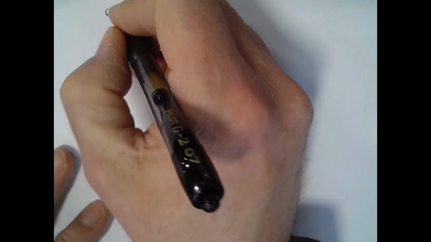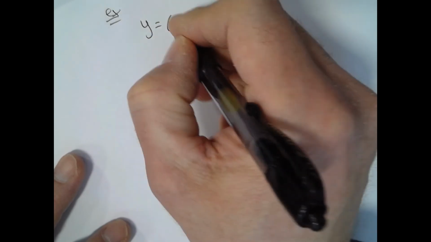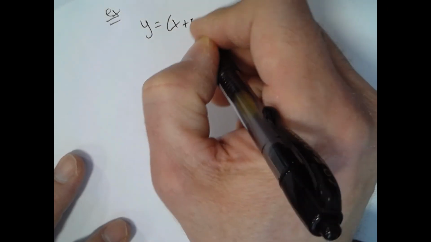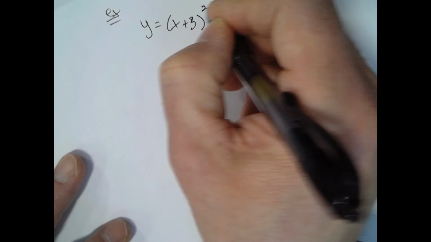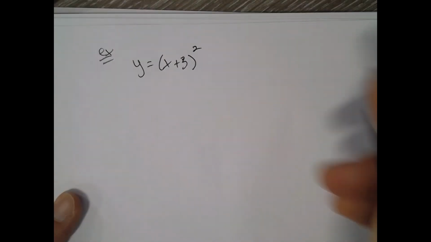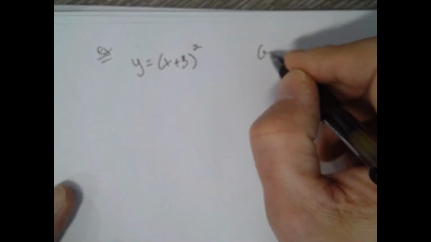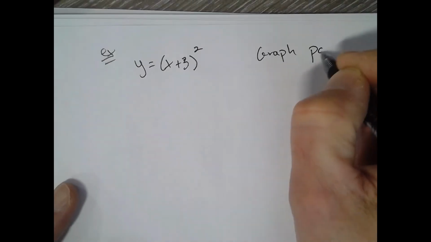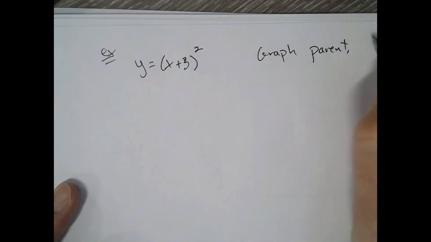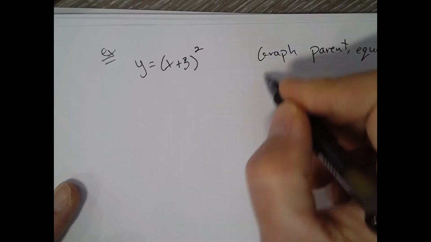Okay. Why don't you do the same thing? Why don't you try this one? Let's do y equals (x plus 3) squared. I want you to graph the parent and the equation and tell me where the vertex is.